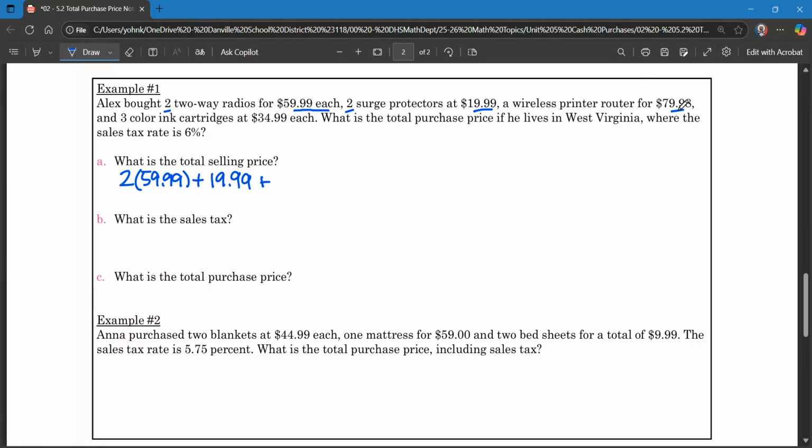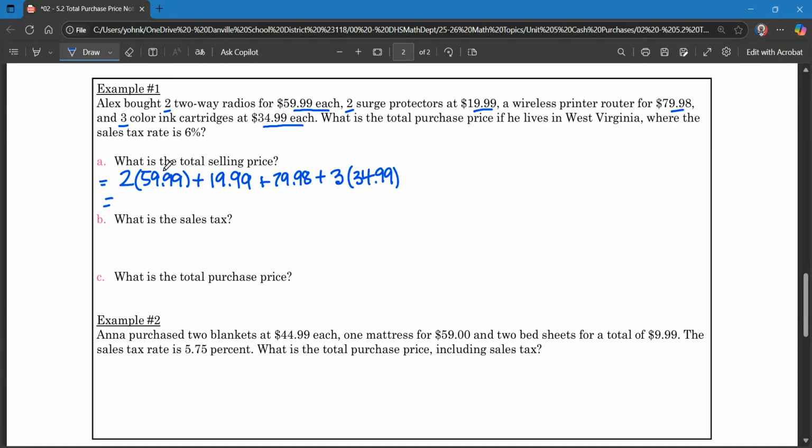Then I have a wireless printer for $79.98. And then I have 3 color ink cartridges at $34.99 each. So I need to multiply the 3 by $34.99. So notice sometimes you have to multiply the numbers they give you and sometimes you don't. All right, so let's do the math here.